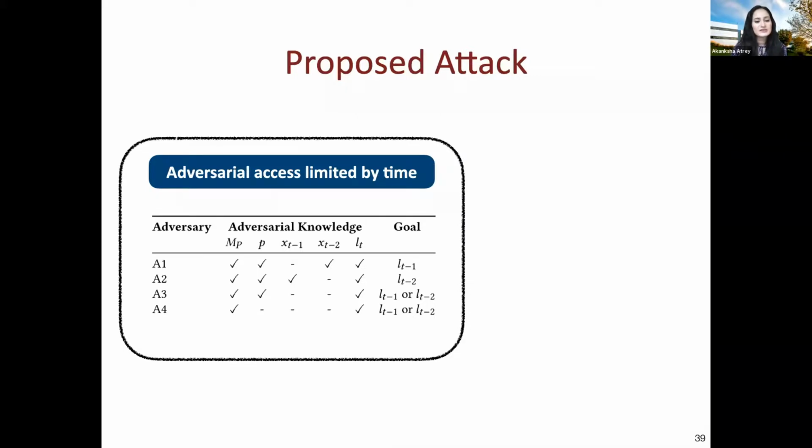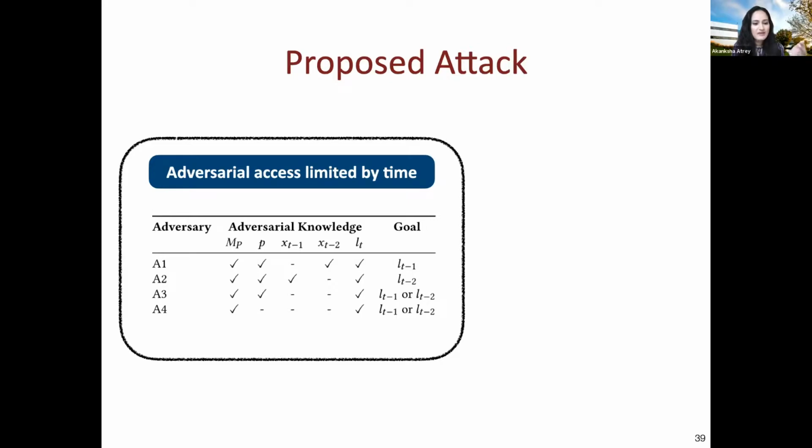So the proposed attack has two parts. One is because we're looking at time series data, this adversarial access is limited by time. At each point in time, the adversarial knowledge will depend on access to the model, some prior knowledge, and the input and output of the model. So for instance, with adversary A1, if it doesn't know the sequence x_{t-1}, it doesn't know any feature at x_{t-1}. And if it knows x_{t-2}, it knows everything at x_{t-2}. So the access is limited by time.